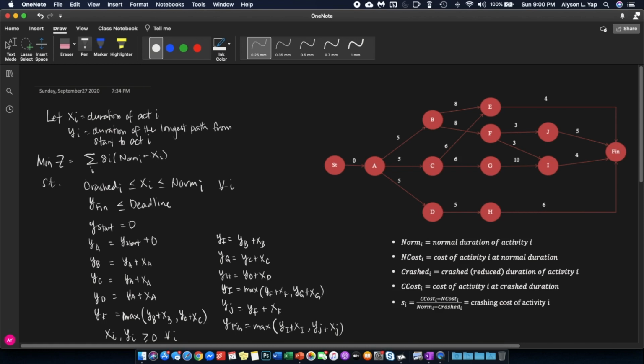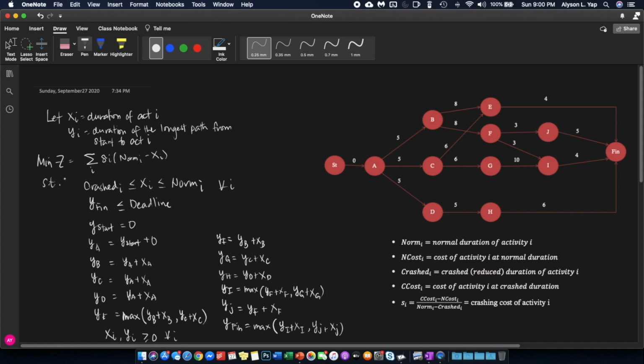So if normally activity A is 5 days, and you decide activity A's duration to be, let's say, 3.5 days, then you are effectively crashing activity A by 1.5. And this 1.5 days, you are multiplying by its corresponding rate. Okay? And all you have to do is just get the sum of all those individual costs per activity to get your total cost.